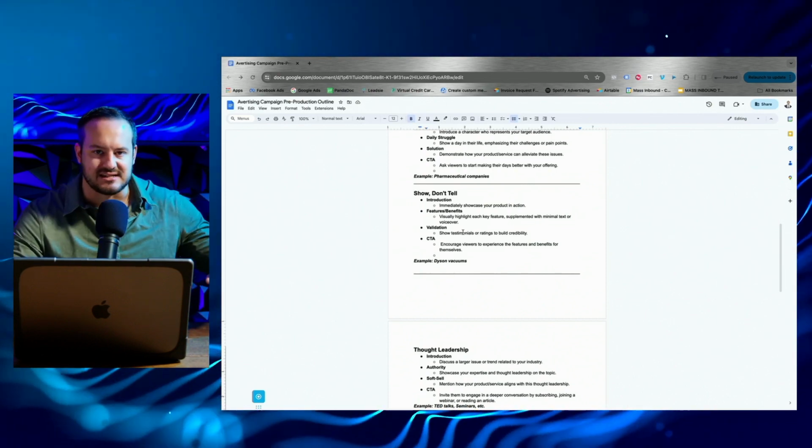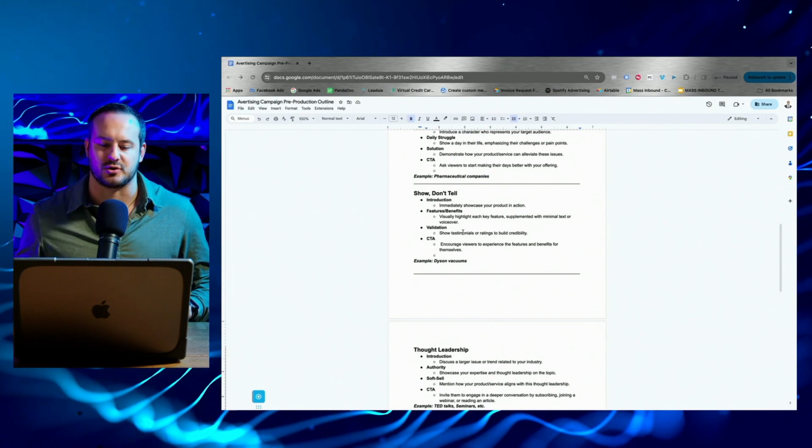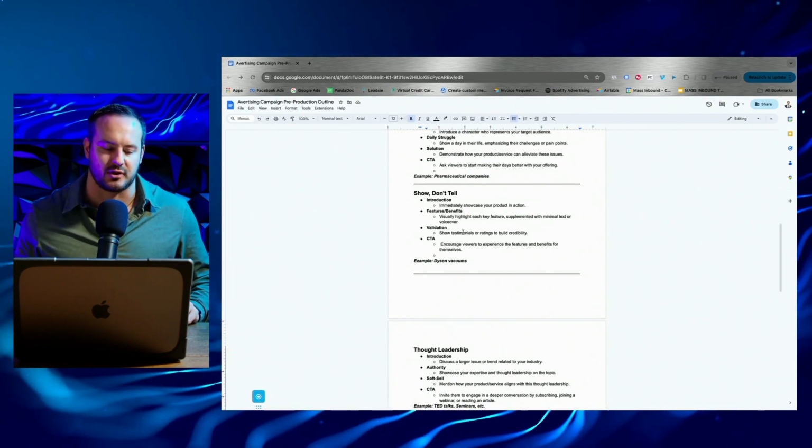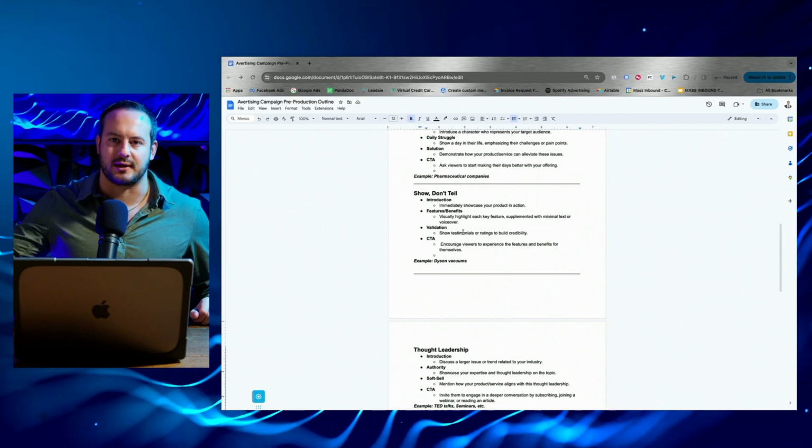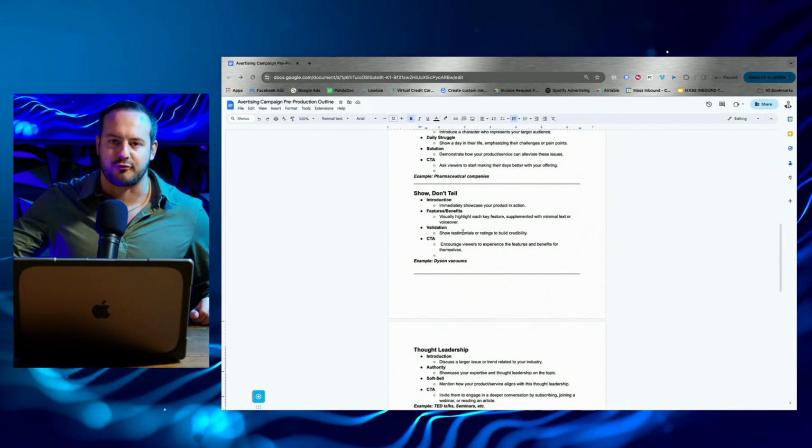This was big back then. You can see like OxyClean, right? You see a lot of those commercials where they're like, here's what paper towels do when they're picking up coffee off of a white rug. Here's one paper towel, and then here's another paper towel. That's a really good show, don't tell. It's an example of the product in use. Another example that I put here is Dyson vacuums.